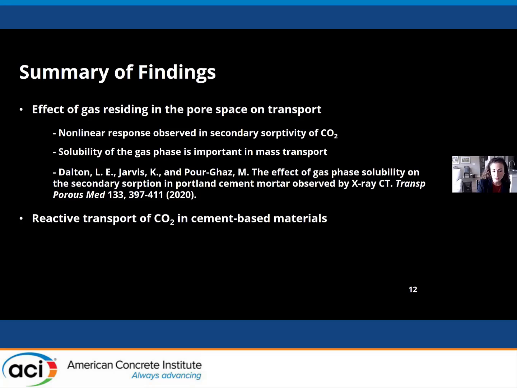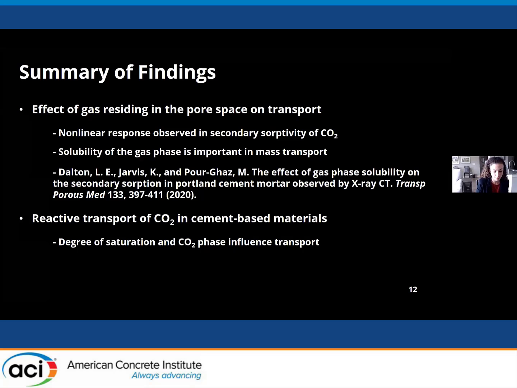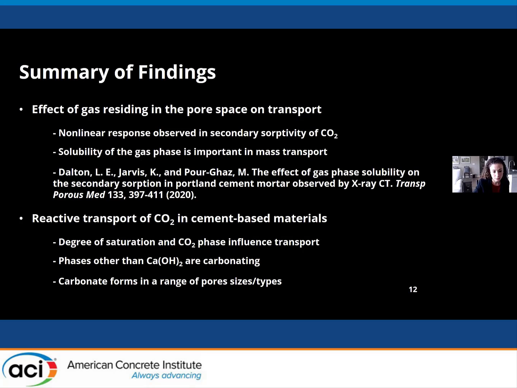And then with respect to the second part of the talk, more focused on reactive transport of CO2, I'm finding that the degree of saturation and CO2 phase influence transport. It's very much a combined effect as opposed to just phase or amount of water present. And then phases other than calcium hydroxide are contributing to the carbonate that's forming. And lastly, the carbonate is forming in a range of pore sizes. And that's very important moving forward.